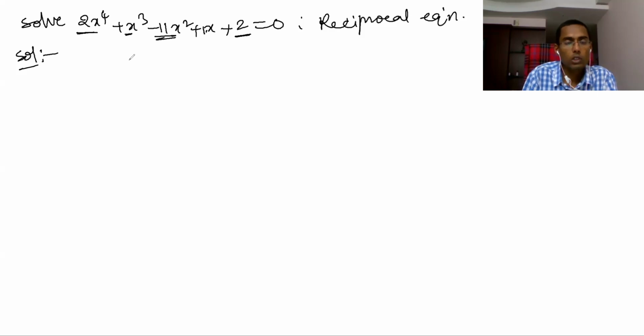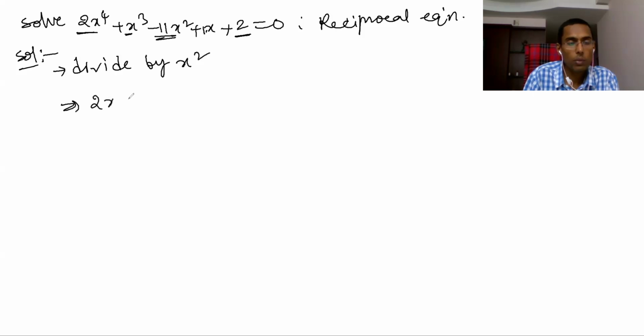Okay, now how to do this kind of question? We have to first divide. First step, divide by x square. To divide by x square, what are you going to get? 2x square plus 2 x square. First term, if I divide by x square, 2x square. Second term, if I divide by x square, x. Minus third term, minus 11x square by x square is 11. Plus here x by x square, 1 by x. 2 by x square, 2 by x square.